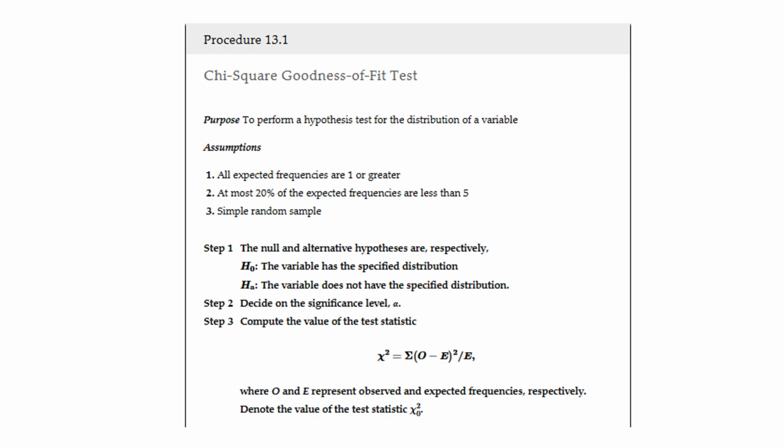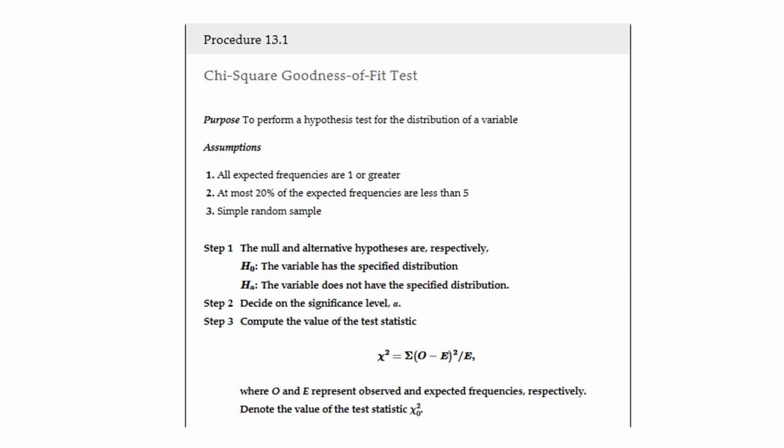So, chi-square goodness of fit test. The purpose is to perform a hypothesis test for the distribution of a variable. Our assumptions here are that all expected frequencies are 1 or greater, at most 20% of our expected frequencies are less than 5, and it's a simple random sample. So oddly enough, in this procedure, you need to calculate your expected frequencies before you can check the assumptions. It kind of works a little backwards. Sometimes you have to calculate the expected frequencies to see if you can actually use the test.